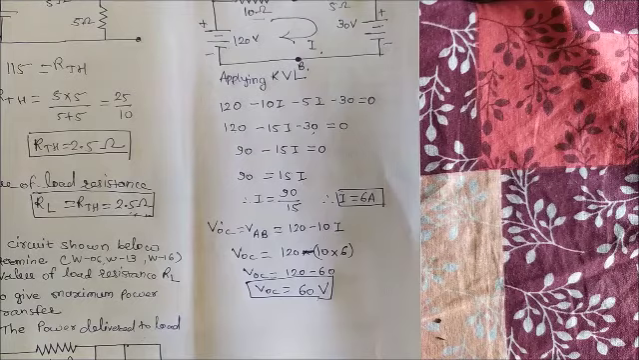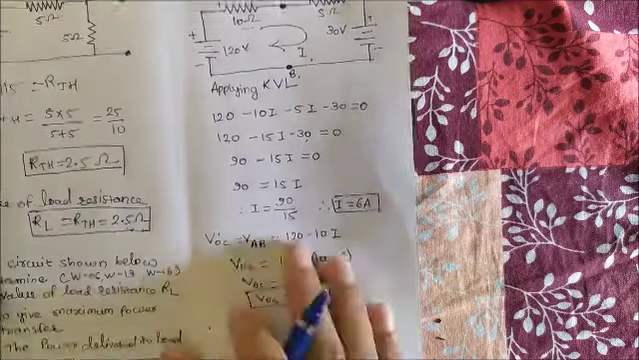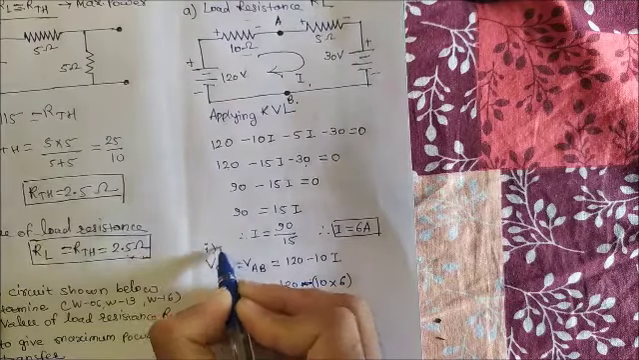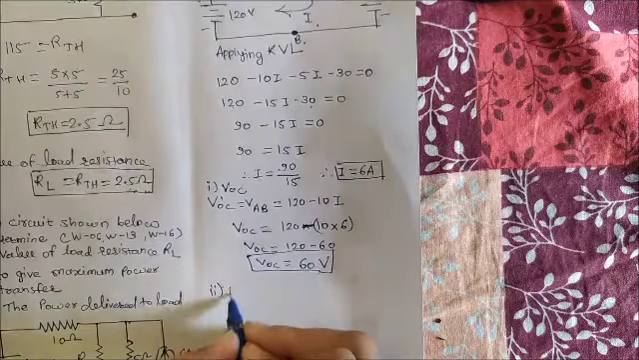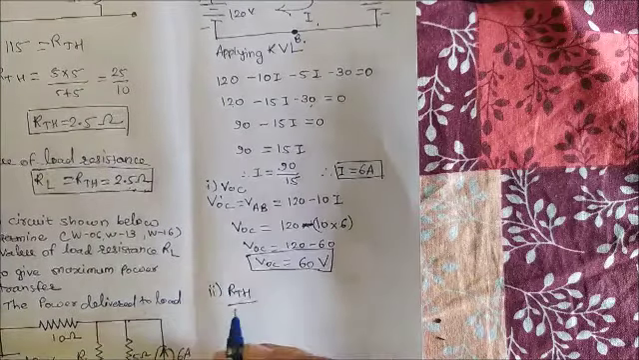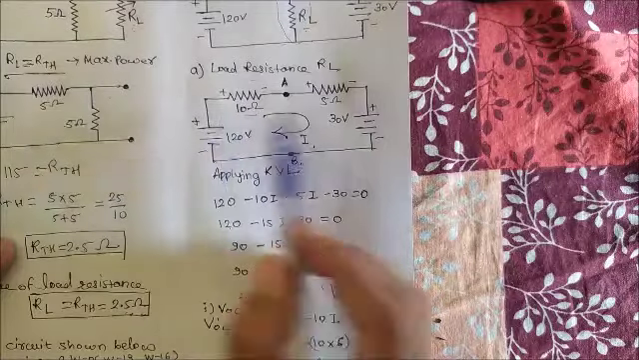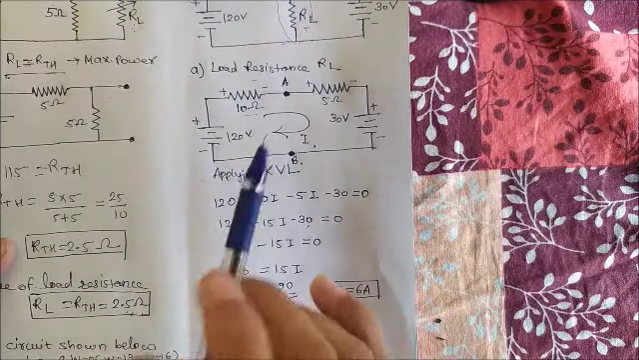RTH. So here first of all we have calculated VOC, I will write down VOC, then RTH. To calculate the RTH, what do we do? We do short circuiting of these voltage sources, and then we calculate the Thevenin's resistance.